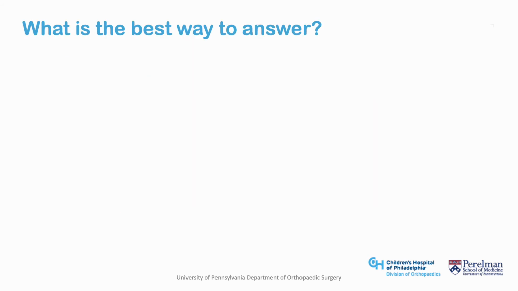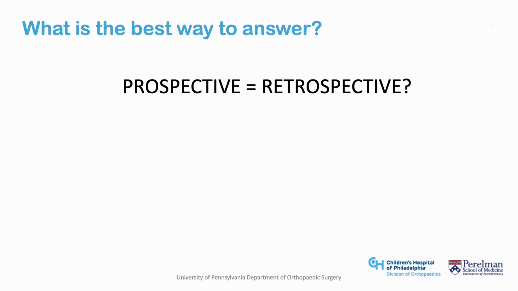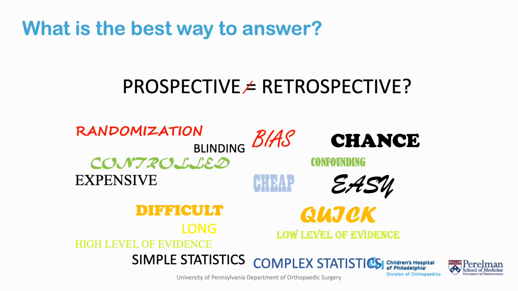The key question is, what is the best way to answer your research question? Prospective is not equal to retrospective. Prospective studies are long, they're expensive, they are labor intensive, but they provide high quality evidence and generally require simpler statistics because most of the confounding and bias have been weeded out. Retrospective studies are vulnerable to bias, confounding, and chance and provide low level of evidence and generally require more complex statistics to deal with bias and confounding. They are excellent for hypothesis generation for higher level studies.